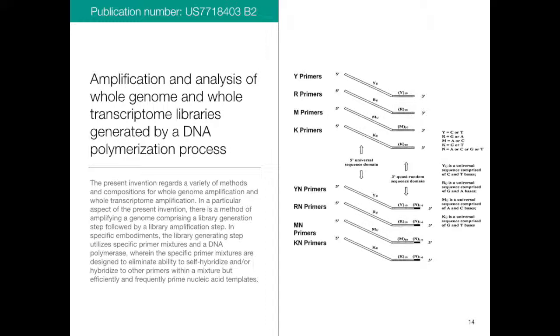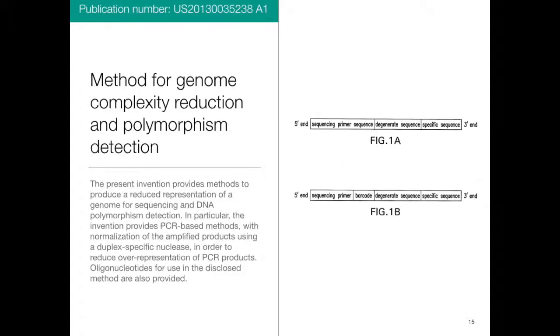In specific embodiments, the library generating step utilizes specific primer mixtures and a DNA polymerase, wherein the specific primer mixtures are designed to eliminate ability to self-hybridize and/or hybridize to other primers within a mixture, but efficiently and frequently prime nucleic acid templates.